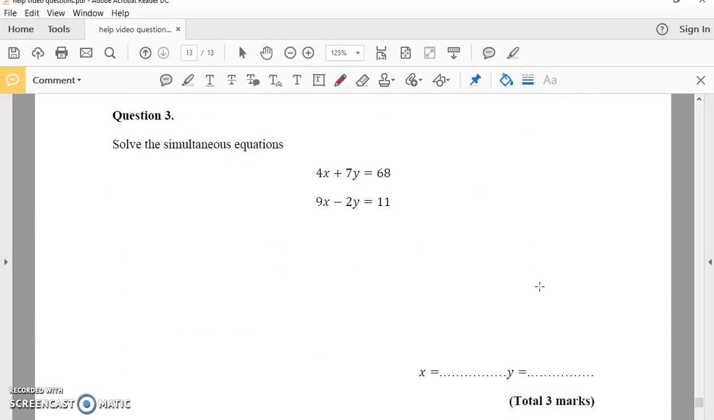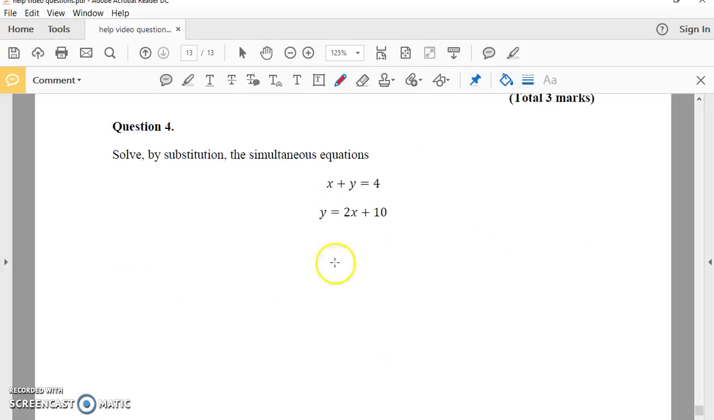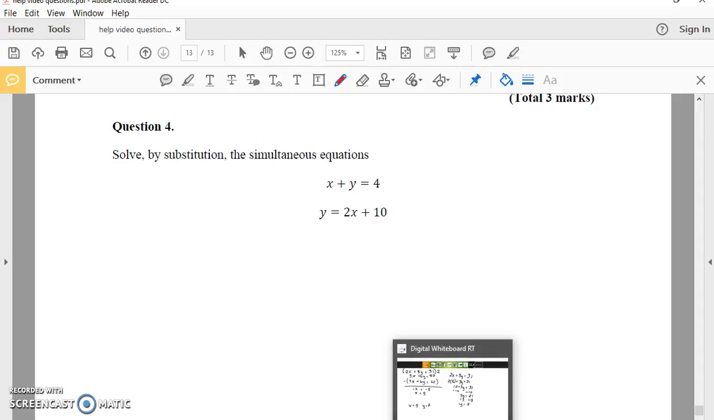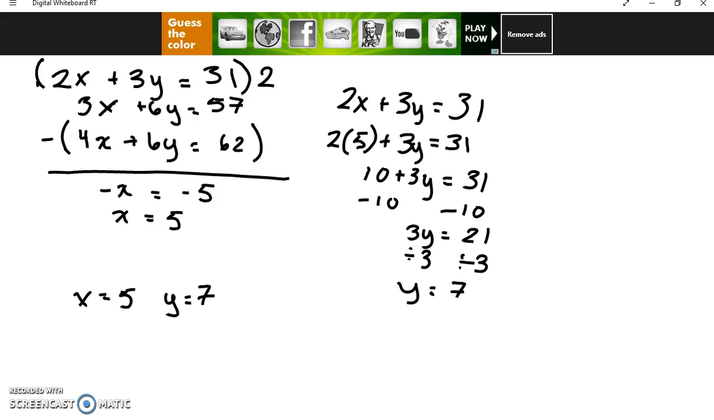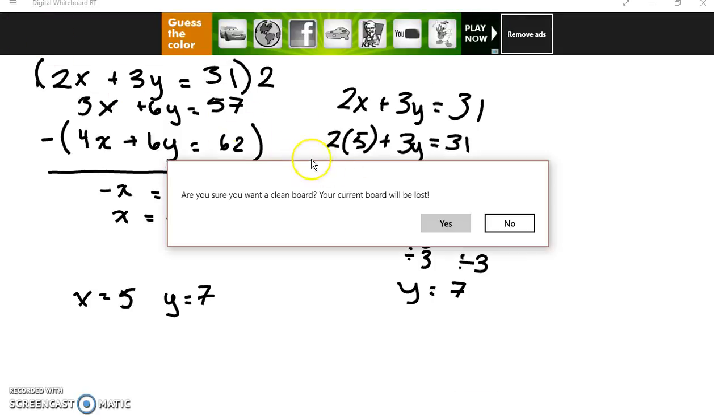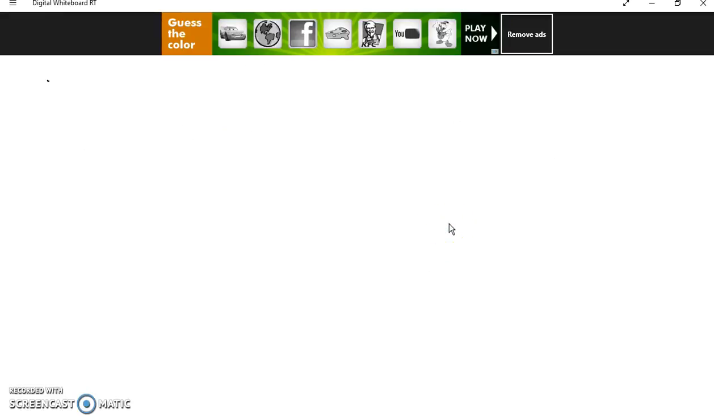Now, the next one, if we look at this one, this would be an example where actually substitution might work quite well. So let's go through and do that by substitution. So I've got x plus y equals 4 and y equals 2x plus 10.